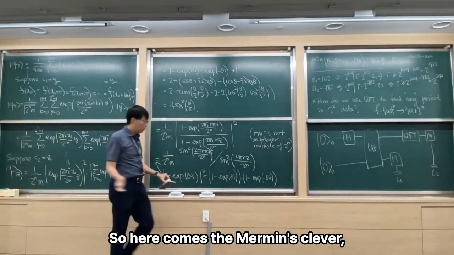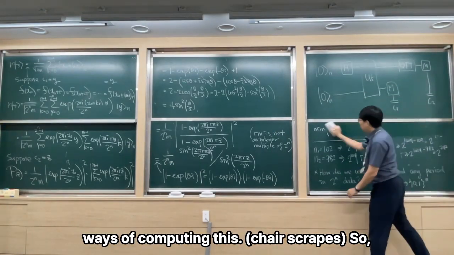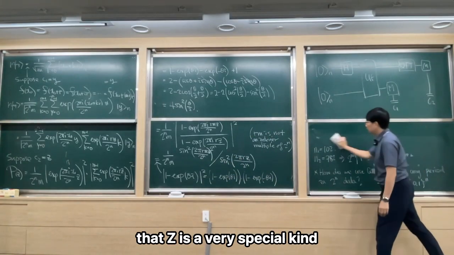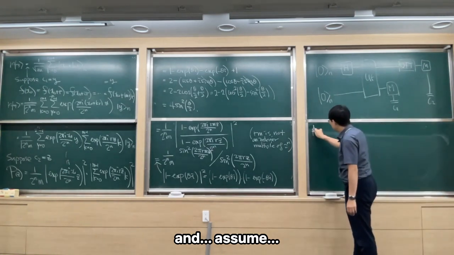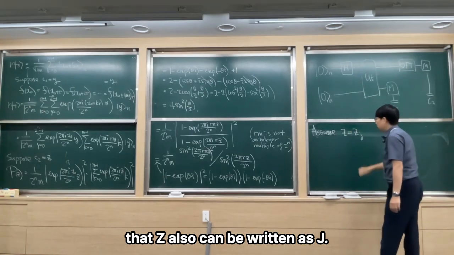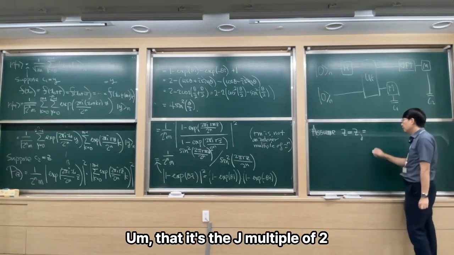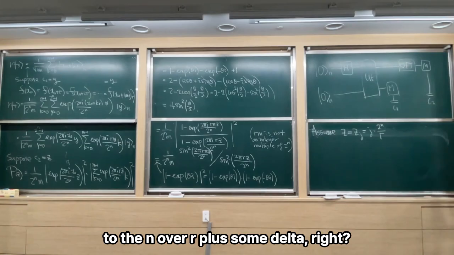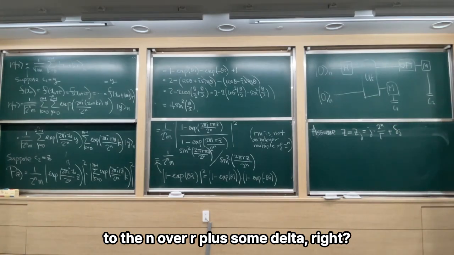So here comes Mermin's clever way of computing this. It's hopeless to work with any z, but we're going to assume that z is a very special kind, that z can also be written as z_j, where j is just an integer here, that it's j multiple of 2 to the n over r plus some delta, right? So what does that mean?